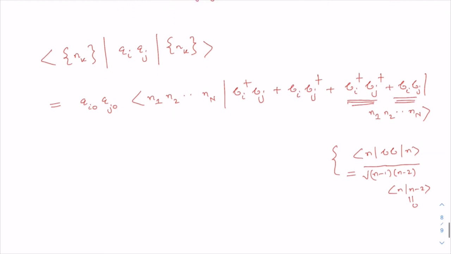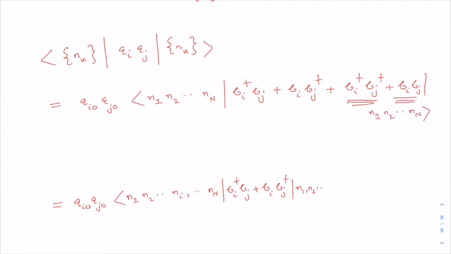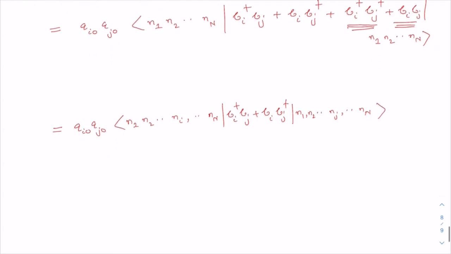So I will simply have q_i0 q_j0, then the bra n1, n2, say n_i, up to n_N, and here you will have b_i dagger b_j plus b_i b_j dagger, and on the other side you will have, say, n1, n2, and this one, let us say, I have n_j up to n_N. This anyway you have understood. Okay, so now let us proceed further.